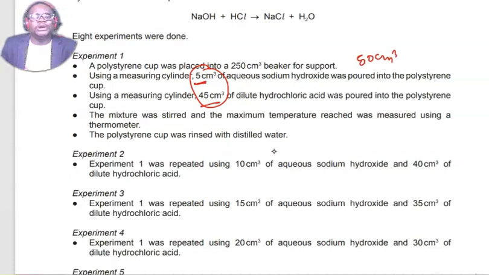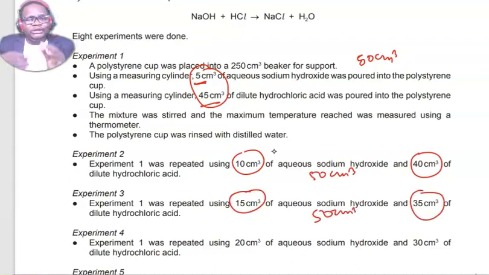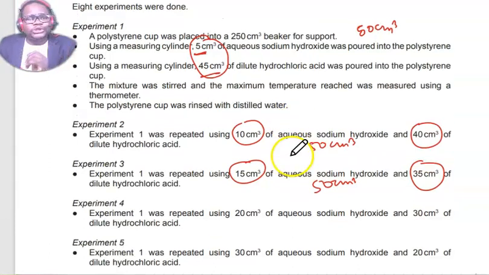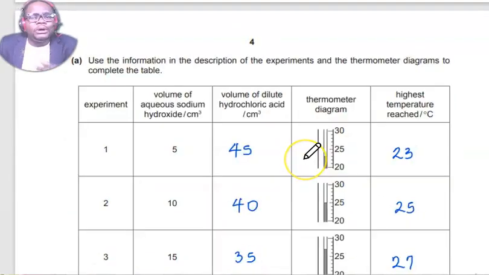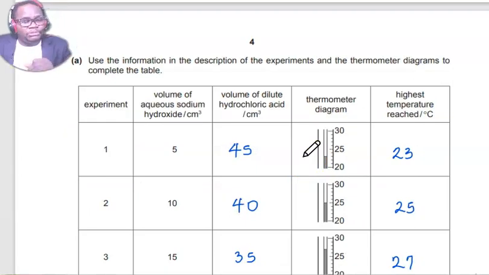So if you check the second experiment, you have 10 cm3 of sodium hydroxide used, 40 cm3 of hydrochloric acid used, that makes 50 cm3. Here you have 15 cm3 and 35 cm3 used, making 50 cm3 of mixture. So they vary the volume of sodium hydroxide and of course the volume of what? Hydrochloric acid. As the volume of sodium hydroxide is increasing, the volume of hydrochloric acid is decreasing. Okay, so that's what you have from experiment 1 to experiment 8. And usually the next thing would be measuring the temperature change. The highest temperature change for each of the experiments was measured.